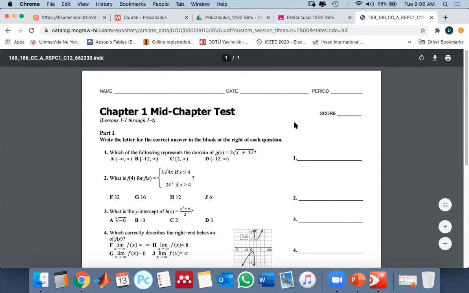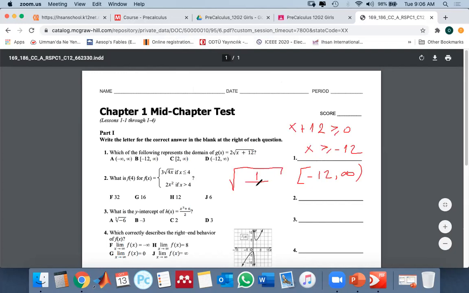In this question, x plus 12 is greater than or equal to 0. So x is greater than or equal to -12, and the solution is -12 to infinity. That's it. But if the question is different, be careful now. What will it be? Here, the solution will be open at -12, comma infinity.